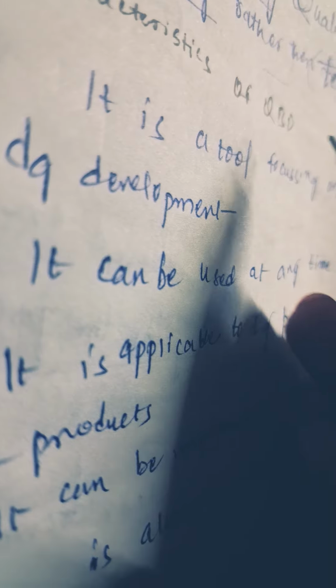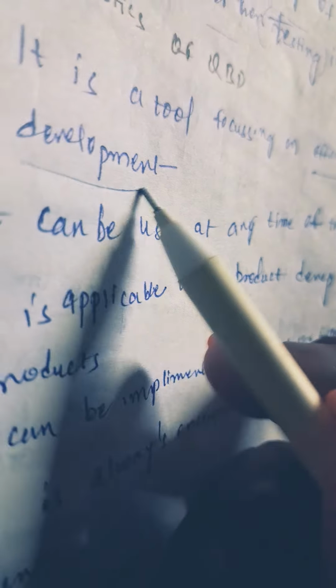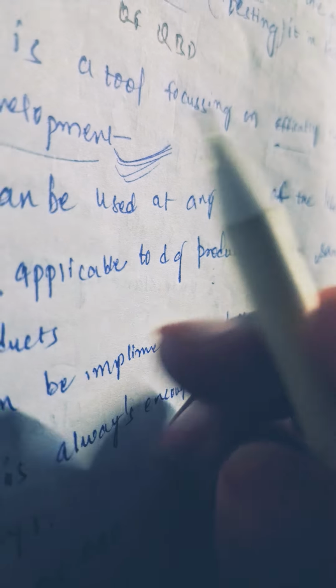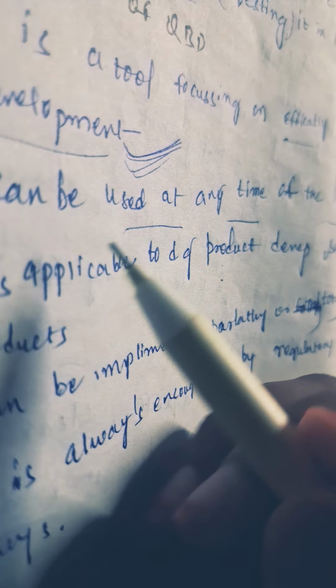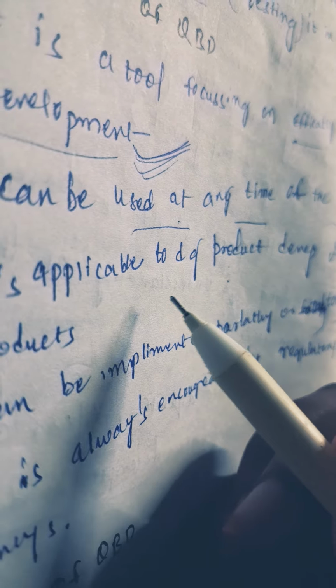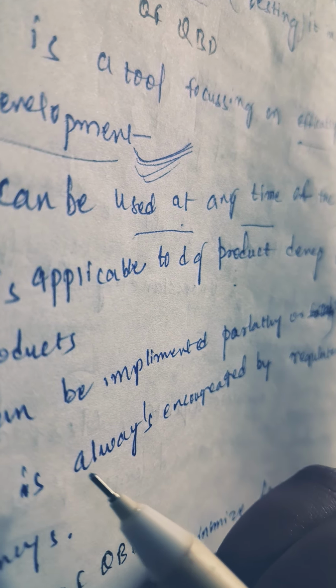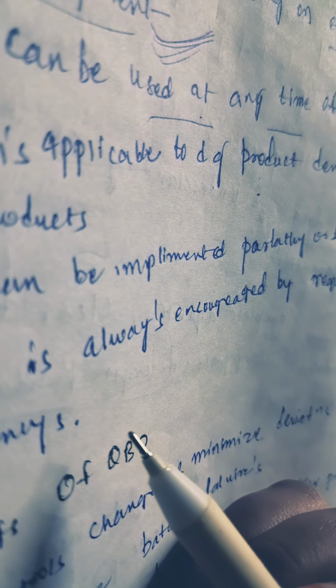Characteristics of QbD: it is a tool focusing on the efficiency and flexibility of drug development. It can be used at any time in the life cycle of a drug. It is applicable to drug products and analytical method development. It can be implemented partially or totally. It is always encouraged by regulatory authorities and agencies.